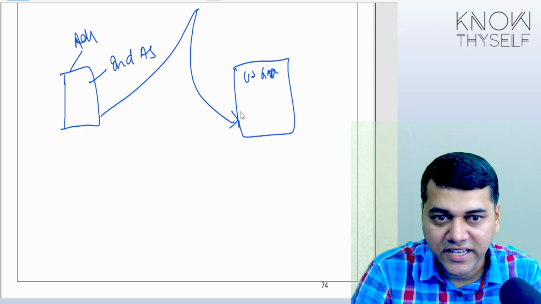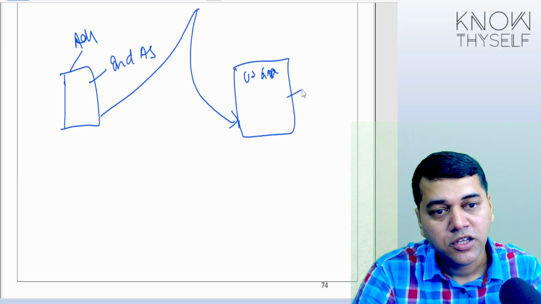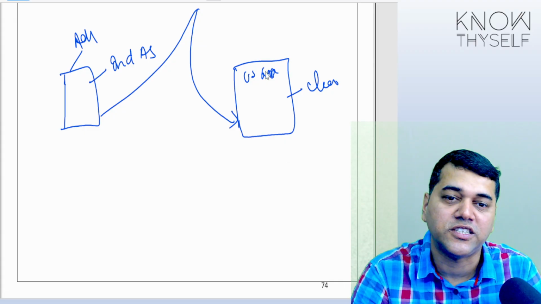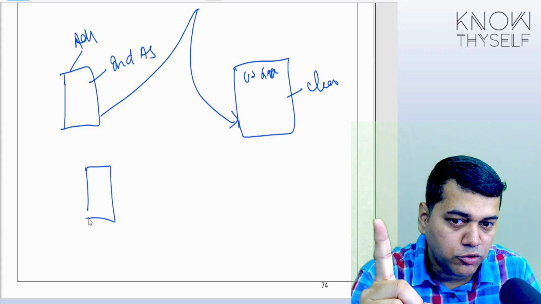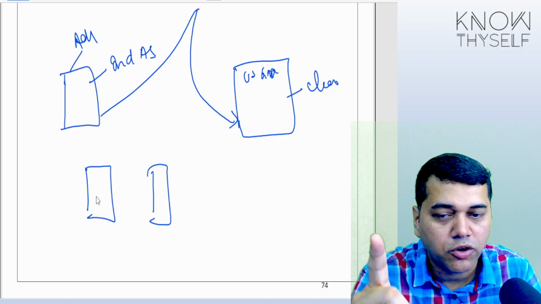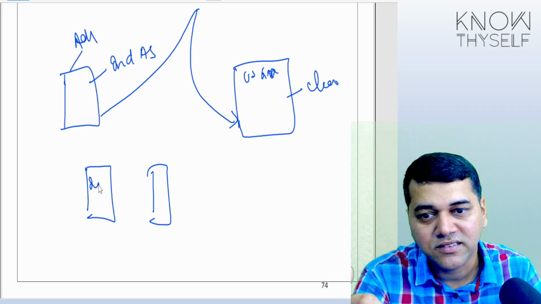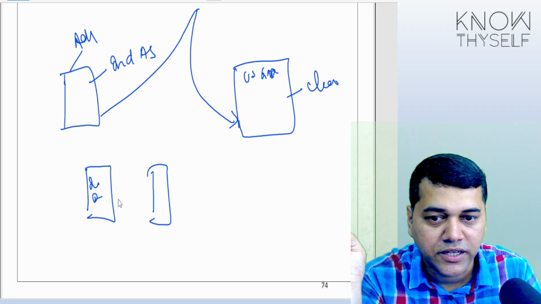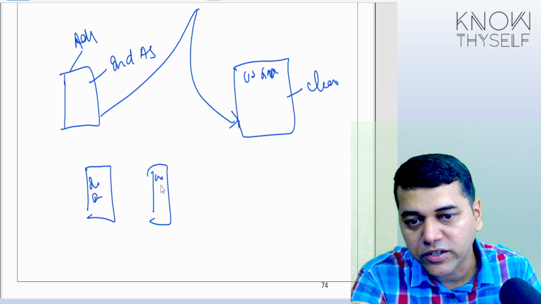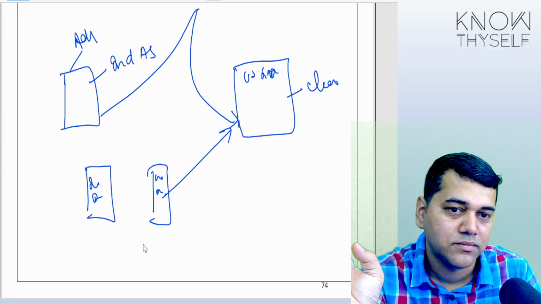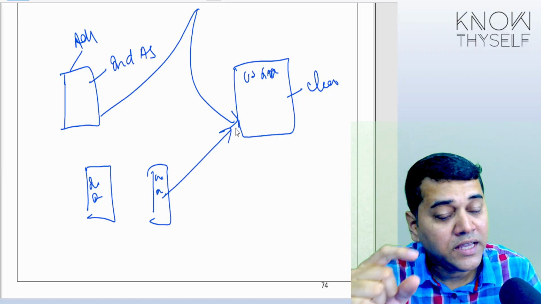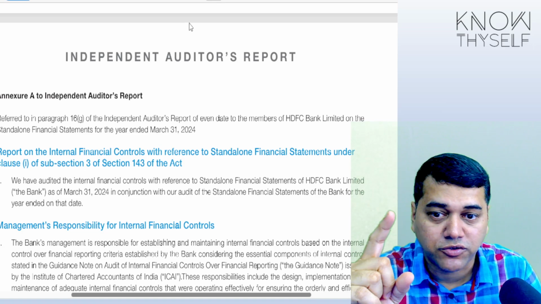But since this is correct as per this framework, you can give a clean opinion on this financial statement. But you cannot have a single audit report. You need to have two audit reports. One audit report on the audit under Ind AS, where you say we are going to disclaim the opinion. Another is the audit under US GAAP, where you say our opinion is clean on this financial statement. That's why the framework is very important, students.